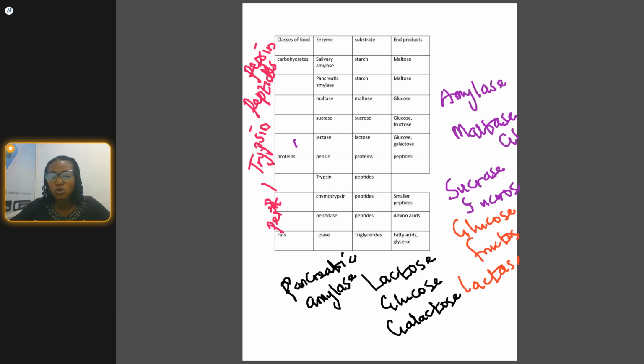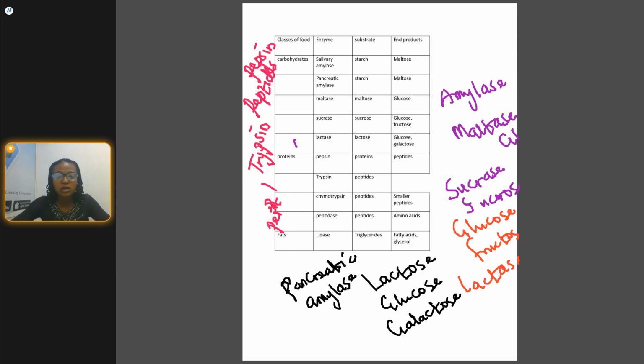All right, so we move to what we call the fats. We have talked about the carbohydrates, we have talked about the protein, so we want to talk about the fats. What is the enzyme that acts on fats? The enzyme that acts on fat is the lipase.